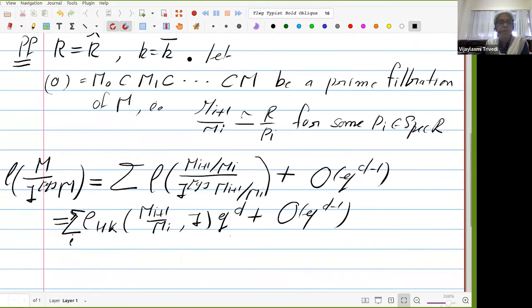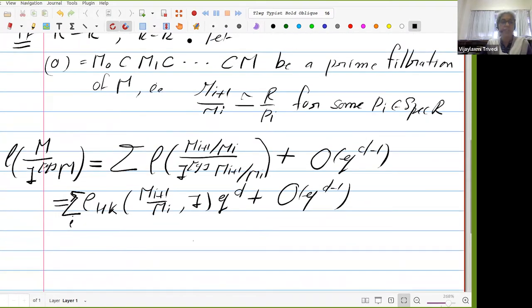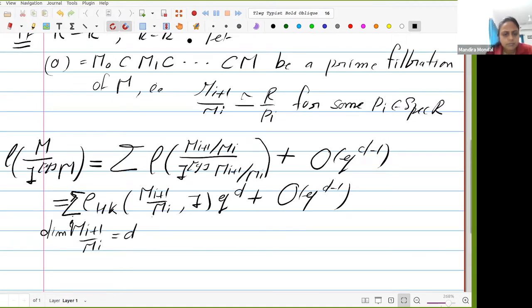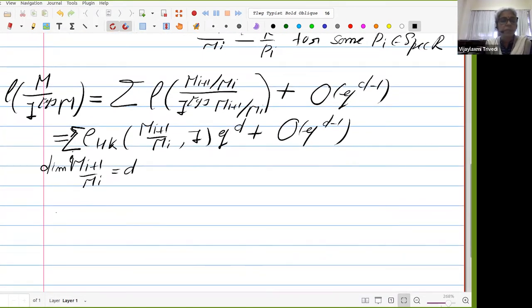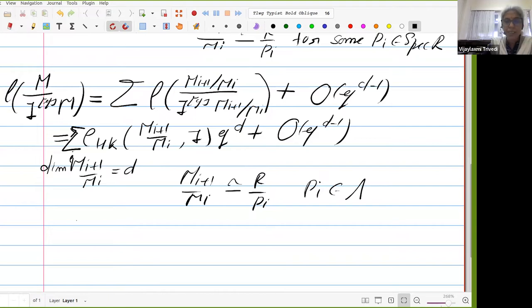Here, if R/P_i is of dimension less than d, then this will get absorbed here. So without losing anything, I can just take the terms where the dimension of M_{i+1}/M_i is equal to d. If they're less than d, they'll get absorbed. So for such a thing, which is isomorphic to R/P_i, it means that P_i belongs to Λ. So if I look at R localized at P_i, then it's a field.